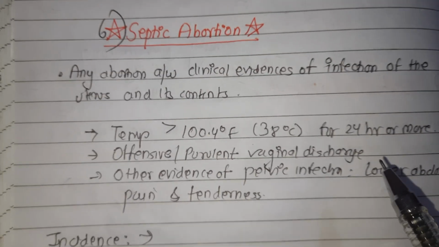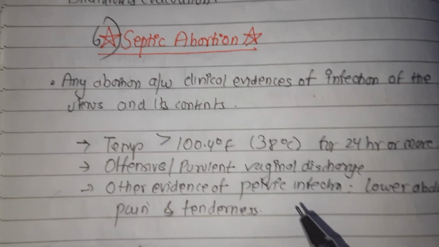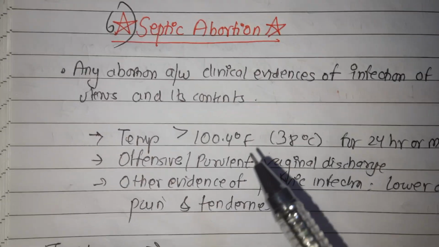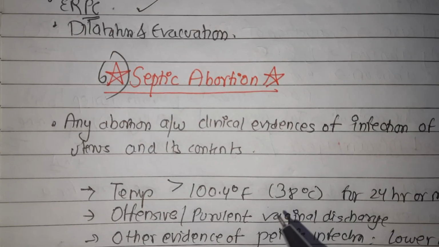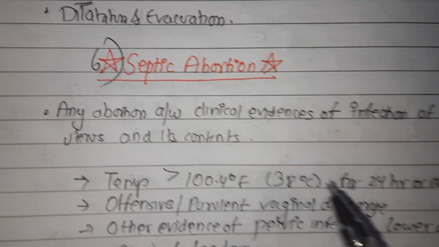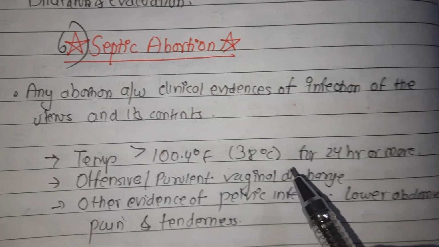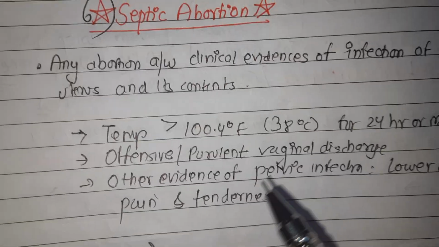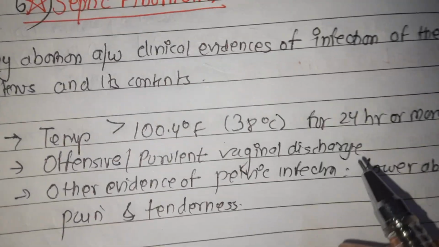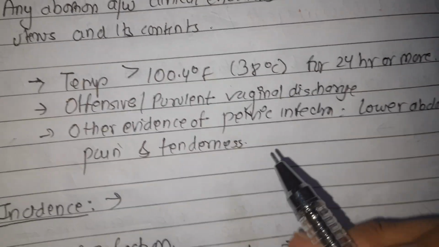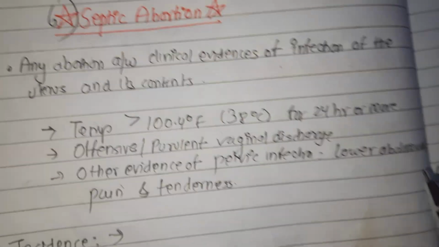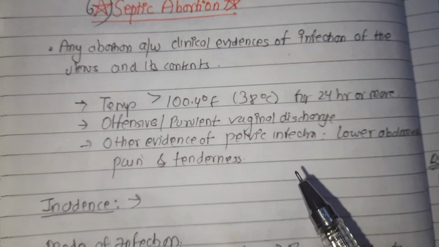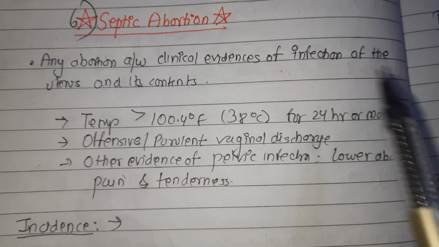Although clinical criteria vary, the abortion is usually considered septic when there are the following criteria: a rise of temperature of at least 100.4 degrees Fahrenheit or 38 degrees Celsius for 24 hours or more, offensive or purulent vaginal discharge, and other evidence of pelvic infection like lower abdominal pain and tenderness. If there is this, then we can say it is septic abortion, a clinical evidence of infection.